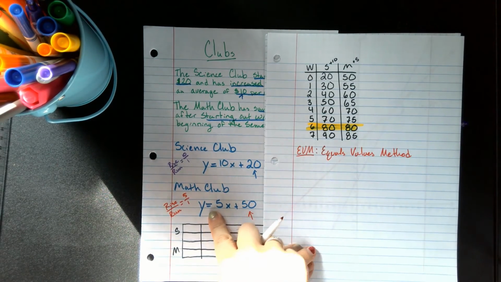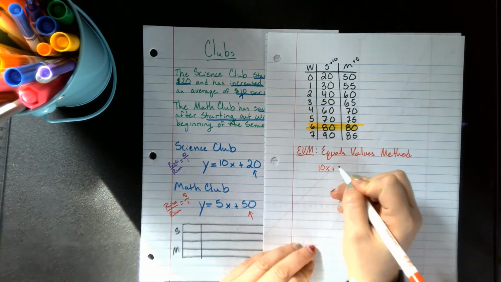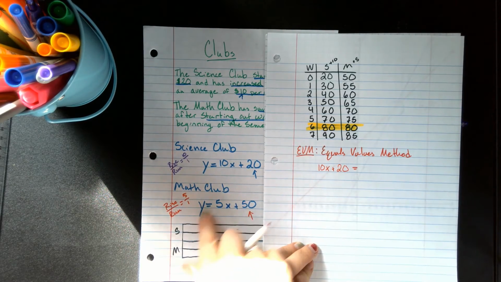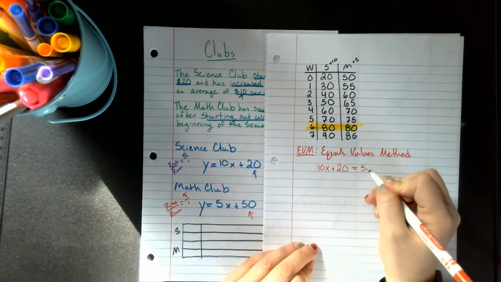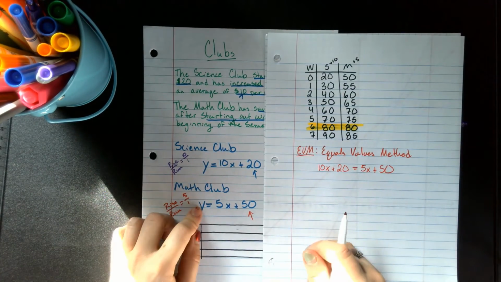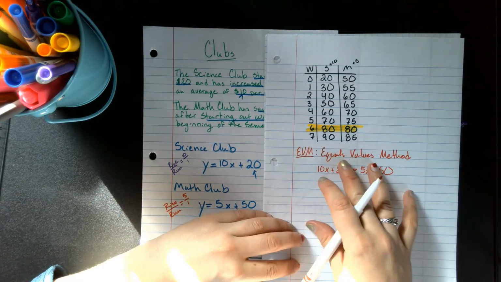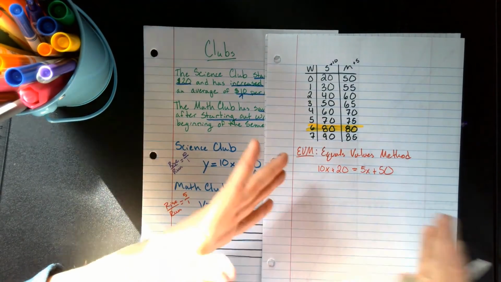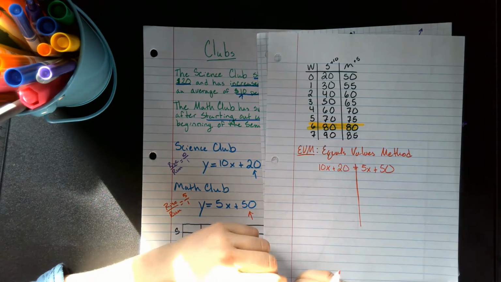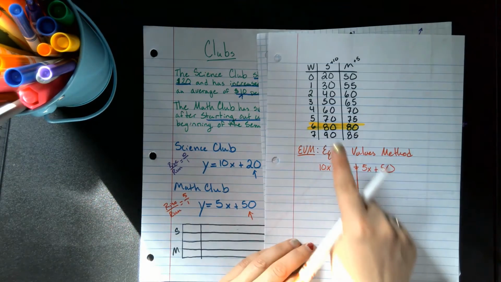So what you do is you're going to get rid of your y's. 10x plus 20 equals y. And if 5x plus 50 equals y, then 10x plus 20 should equal 5x plus 50. This is math logic for you. They both equal the same variable, therefore they both equal each other, but for only one value of x. Now what you have is your standard equation problem. You know how to do this. You're going to solve, and I think you'll find that x equals 6.